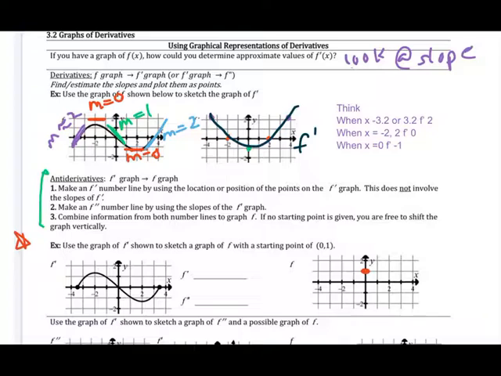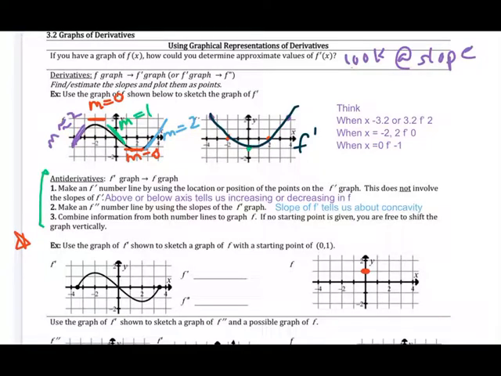Number 2 says to make an f double prime number line. That's where we're going to analyze the slope. This tells us the concavity. Then we can combine those pieces of information together with a starting point, if we have one, to sketch the curve. And if we don't have a starting point, we have a little bit more freedom in the shift of where our graph actually goes.